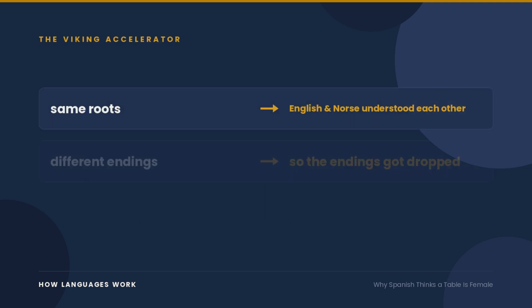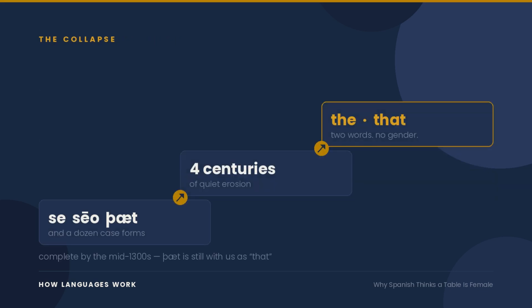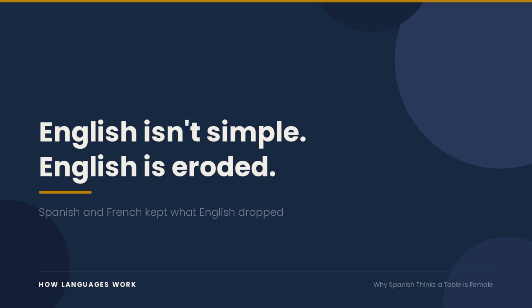The system starved. The Vikings sped it up. In the Danelaw, the Norse-controlled North, Old English and Old Norse shared plenty of roots, but disagreed on endings. Speakers did the practical thing and dropped the endings. And sure enough, gender loss starts in the North. By the middle of the 14th century, it was gone. And that whole apparatus of se, seo, and thæt collapsed into just two small, genderless survivors. So English is not simpler by design. English is eroded. You are not learning a harder system in Spanish and French. You are learning the one English used to have.